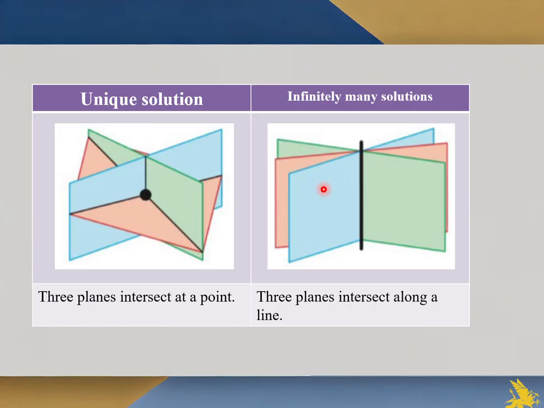Now, there's a few different ways we can look at a 3D system. The first thing I want you to think about is what a unique solution looks like. That means we've got three planes that are intersecting at a point. We could have three planes intersecting along a line, and that means there will be infinitely many solutions.